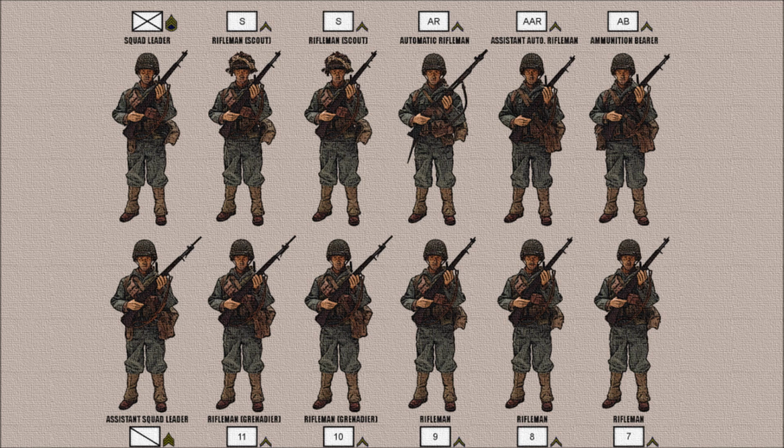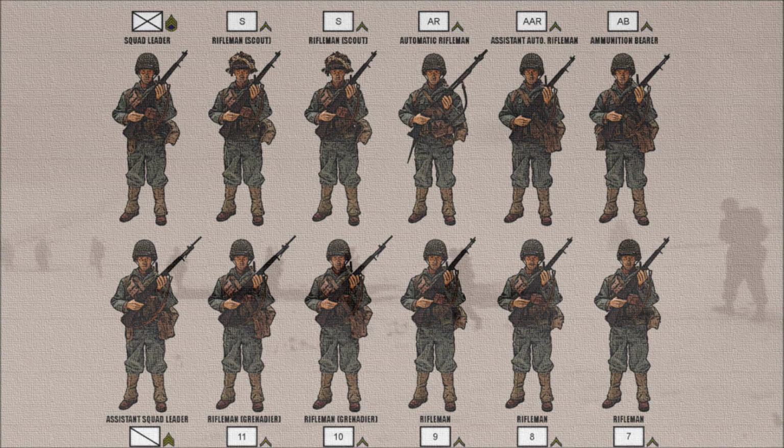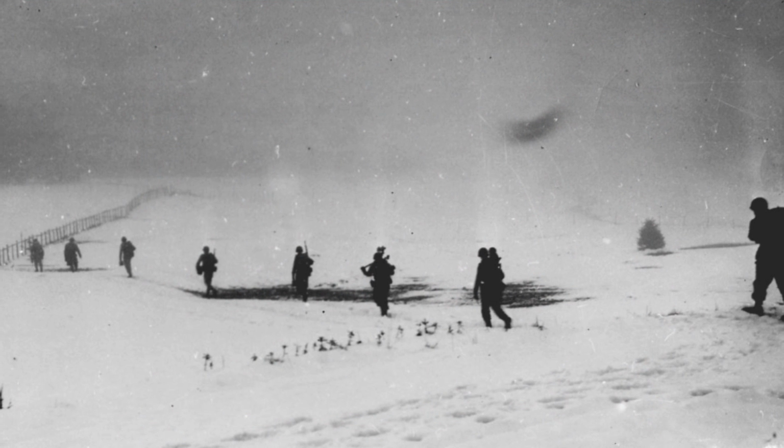The previous video in this series explored the Rifle Squad's organization. This video will cover its movement formations and techniques, at least as far as the approach march is concerned. I will leave the conduct of patrols for a separate video.